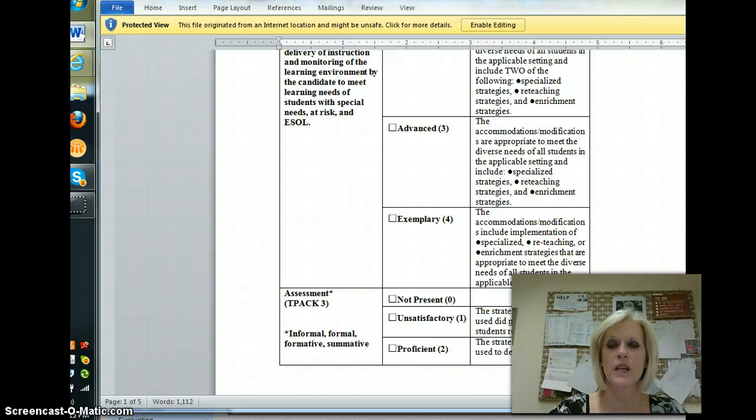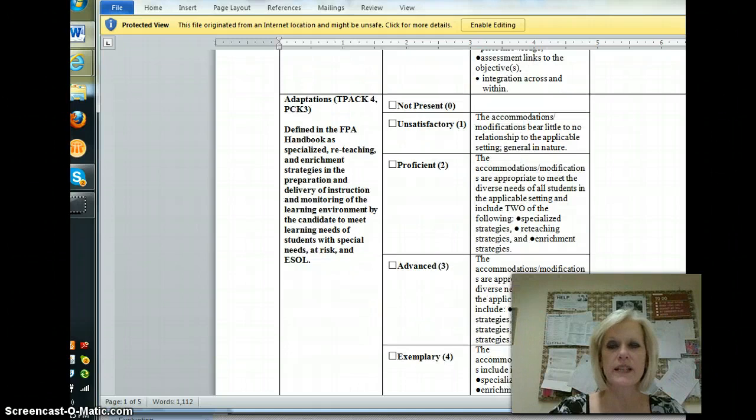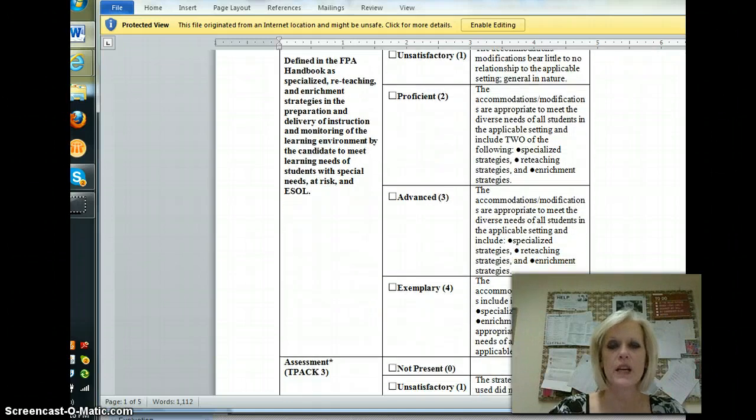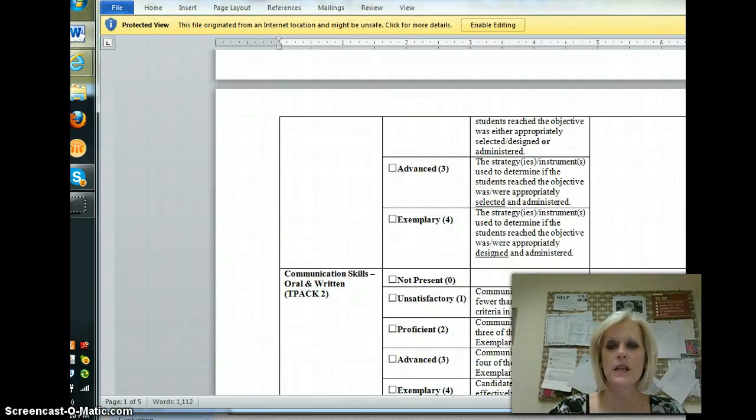Those need to be included in your lesson plans, and for the most part we've done a great job with that. Assessment, I touched on that a little bit. So please read the criteria for that and make sure you're aware of the assessment.